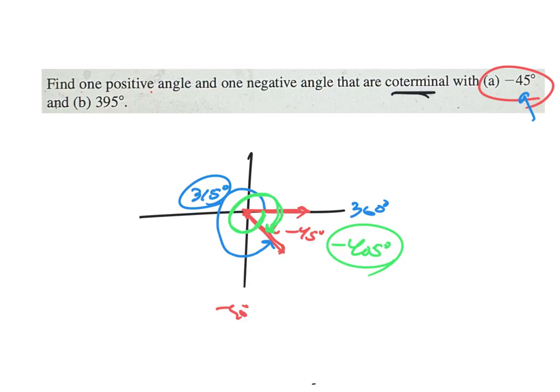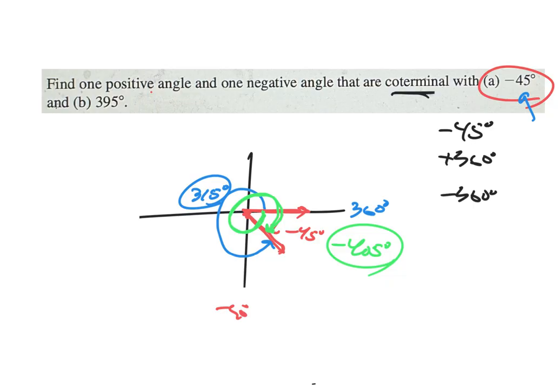the measure is different. Now here's a secret. The quick way to find coterminal angles is to take the angle you start with, if you know it, and just add 360 and subtract 360 degrees, and that will give you your two coterminals most of the time. All right, let's do the second part.